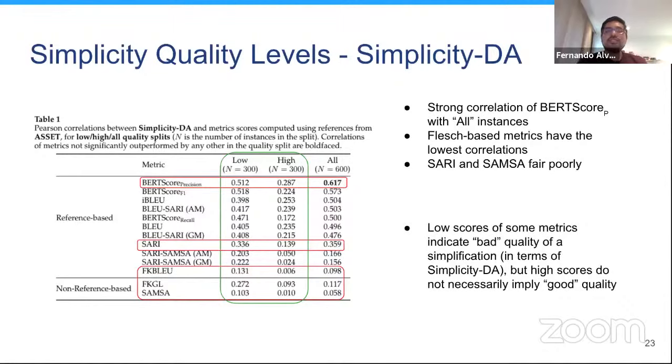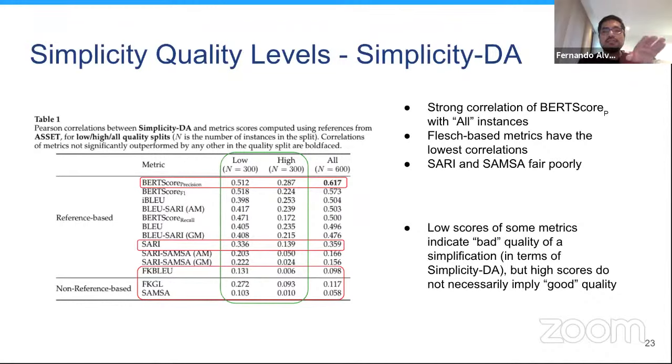This is actually surprising, because if you look at all the instances, which is the way that normally a metric is evaluated, you can reach some conclusion. But if you divide it by quality, you can see that there is a difference. Metrics, in this case for simplification, are not really identifying good quality simplifications, but only saying, okay, if this is bad, it's bad. But if I'm saying it's good, this is not necessarily good. So the metrics are not very reliable in this case. So that's also bad.